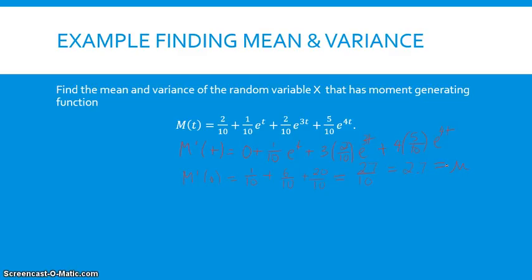Now, to find the variance, we are going to need to take the second derivative of the moment generating function. Now we're going to evaluate the second derivative at t equals 0 to get the expected value of x squared. And finally, we will find the variance by taking the expected value of x squared minus the mean squared, and that gives us our variance.